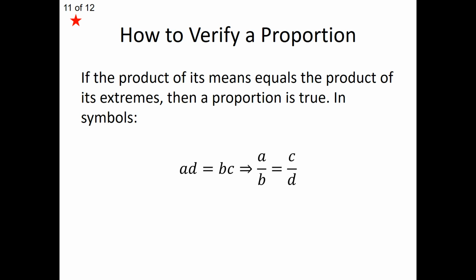This is the converse of what we just talked about, okay? And what we talked about was if the proportion was true, then we can cross multiply and we know the products are going to be equal. But to verify a proportion, we need to know that the products are equal first, and then we can say that the proportion is true. In other words, we're going to take our product of our means and set it equal to the product of our extremes and check, are they the same number? Because if they are, then yes, we do have a true proportion.